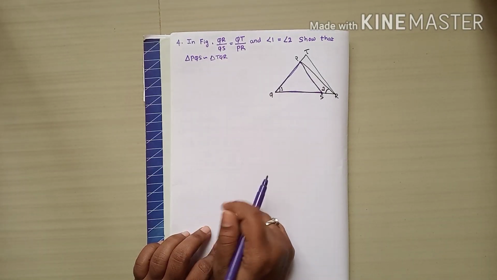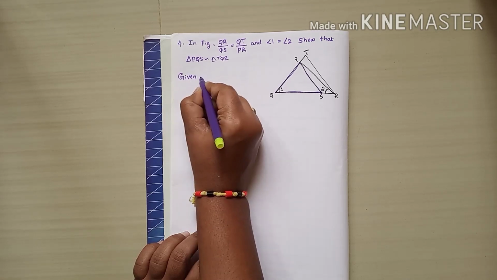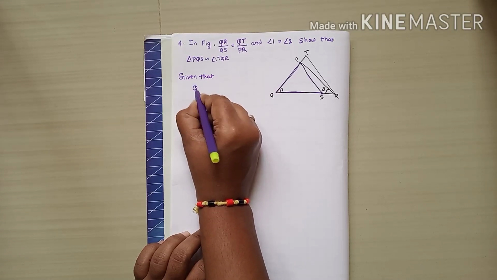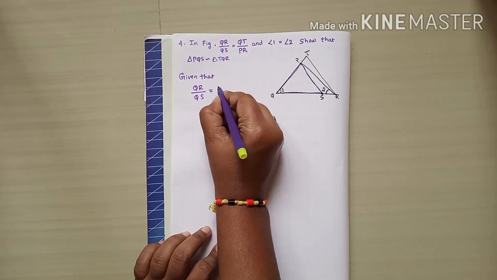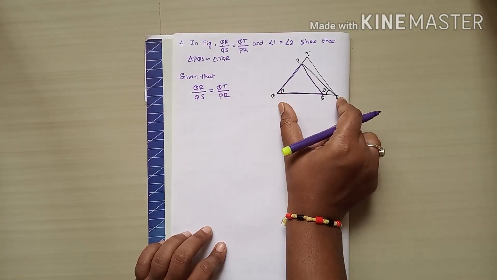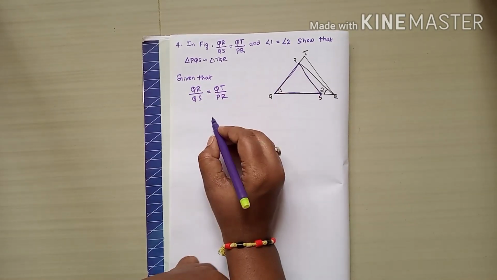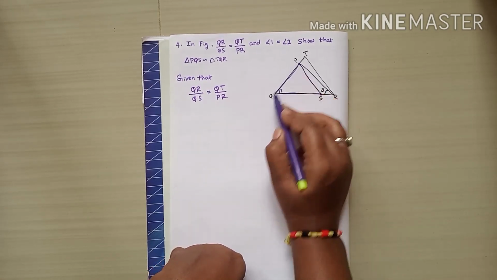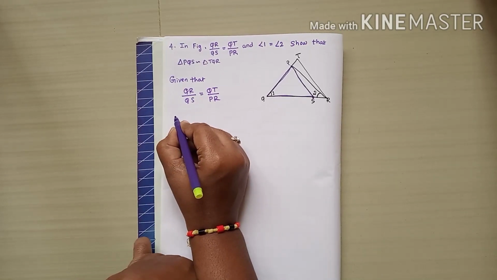First, what they have given here, we will write. Given that this ratio they have given, QR divided by QS is equal to QT by PR. Here they only gave the diagram. Now you observe, angle 1 equal to angle 2 they have given. See, angle 1 and 2 are in the triangle PQR. Correct, no? I will consider the triangle.